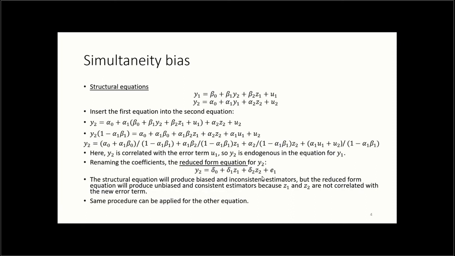They're exogenous variables. So the same procedure can be applied for the other equation, and we can show the same simultaneity bias for the other equation as well. But the point of this slide is that from the structural equations that we started with, with the endogenous variables being in here, we derived the reduced form equation that only depends on exogenous variables. And we are also showing that if we estimate this equation, we would have unbiased and consistent estimators.